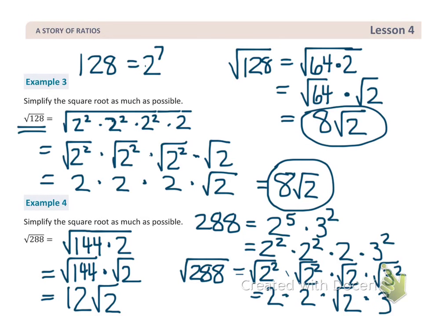Okay, so I like both of these examples because they show that it doesn't matter what factors you find, as long as you're finding those square factors, you're going to be able to simplify the square root. The only problem would be if you don't find all of them. And prime factorization is a good way to find all the square factors, by writing the number as a product of its prime factors.